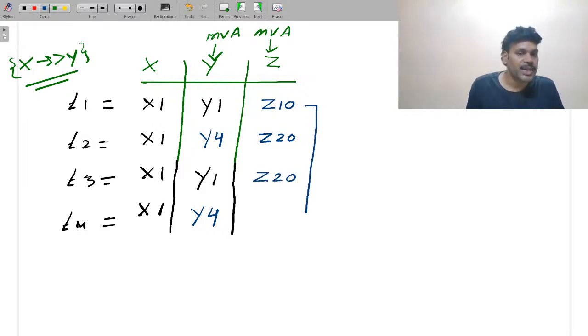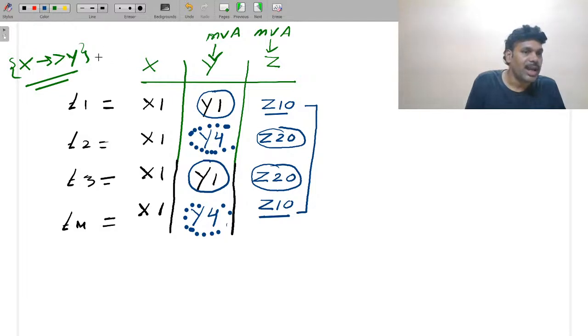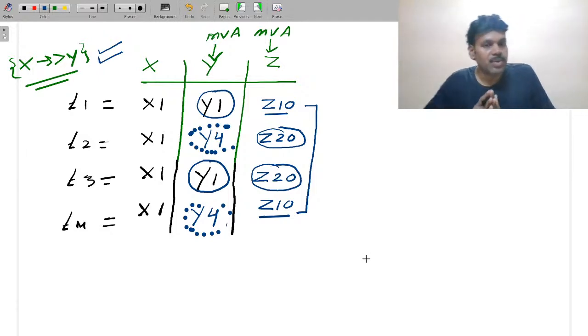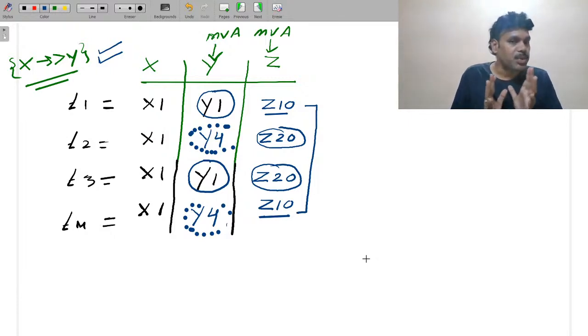Then T4.Z is equal to T1.Z. Finally, this and this are associated, and this Y4 is associated here, and this 10 and this 10 are associated here, this 20 and this 20 are associated here. Finally, we will confirm the data exactly matches our definition, hence it is X implies Y.